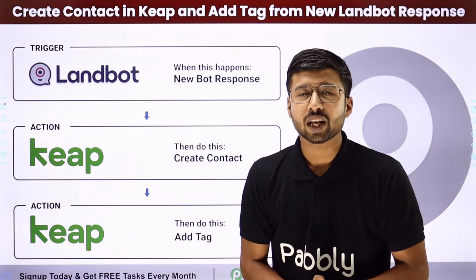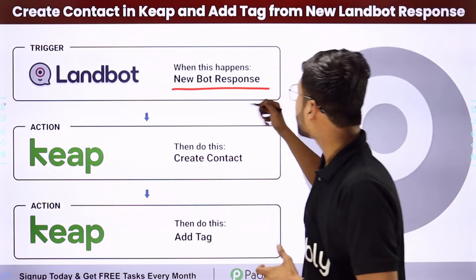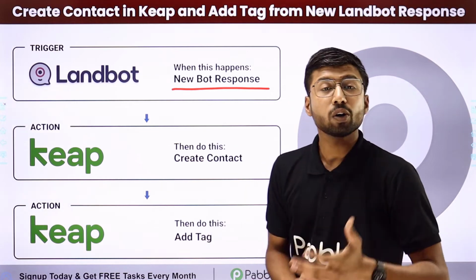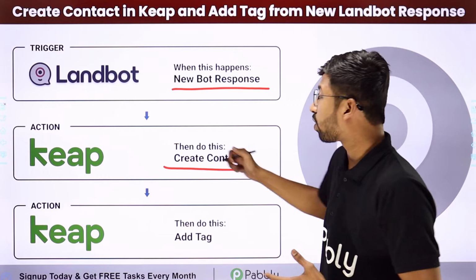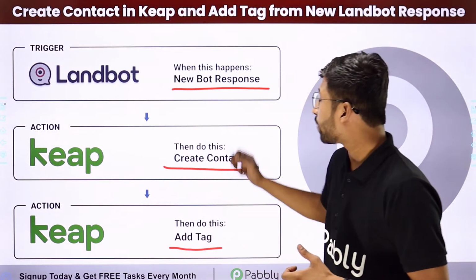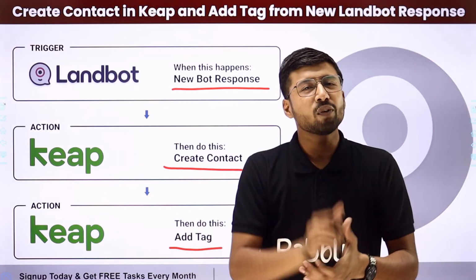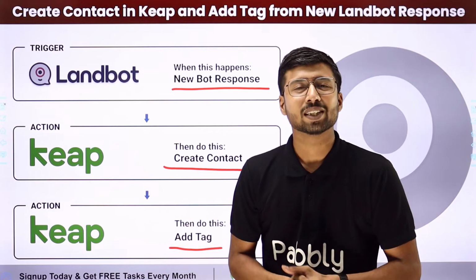So let me tell you, you can actually automate this process. In this automation, whenever we receive a new bot response in Landbot, automatically with the same responses, with the same details, we are going to create a contact in Keap CRM, and also we are going to add a tag to that newly created contact as well. So if you want to know how you can set up this automation, for that you just have to come with me to my screen.